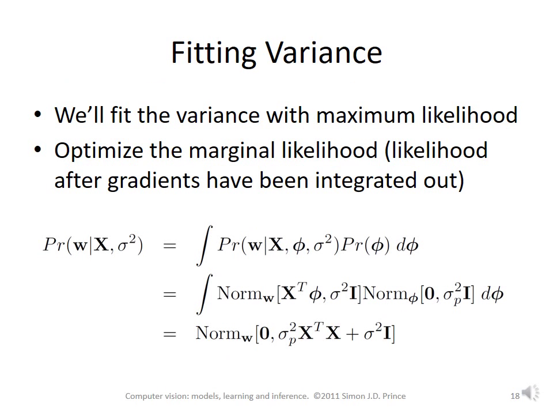So far, we've done the model's mean, but we haven't done the covariance. So for fitting the variance, even though we're doing Bayesian regression, we're going to fit the variance using maximum likelihood. And in this case, that means we're going to marginalize out the gradients, which we've just estimated, and then do a maximum likelihood estimate of our sigma squared.